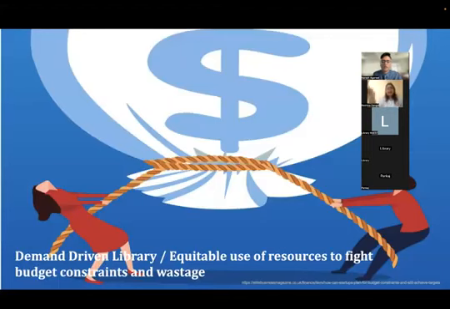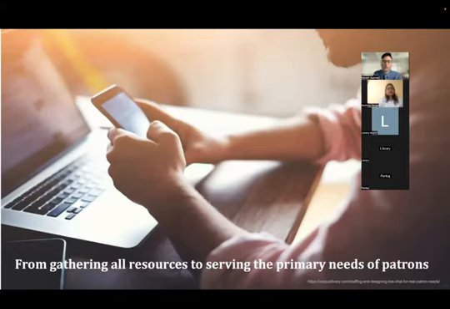And also when we have the fight for resources, right? How can we come up with a demand-driven acquisition of resources, whereby we buy the things which people need, and not just buy things? How do we decide what to buy and what not to buy? And when you decide what not to buy, how does it impact the people who use the resources infrequently? So these are some of the challenges and opportunities both. And also the shift from a place that gathers all resources to one that serves the primary needs of patrons. So that's one thing where the library plays a role as well.